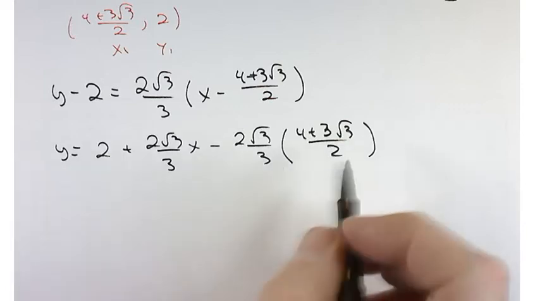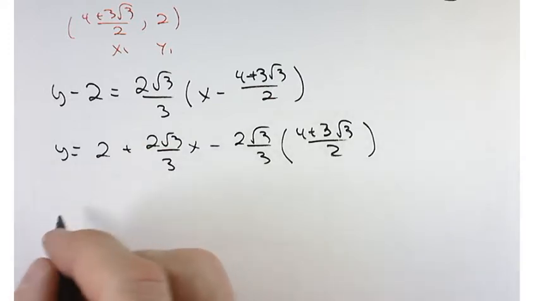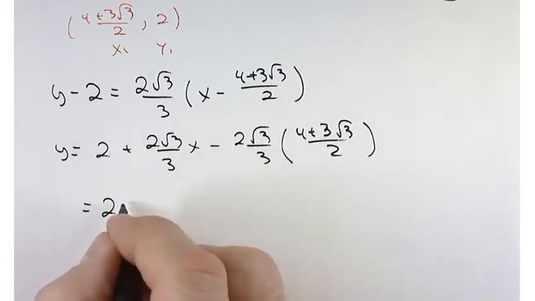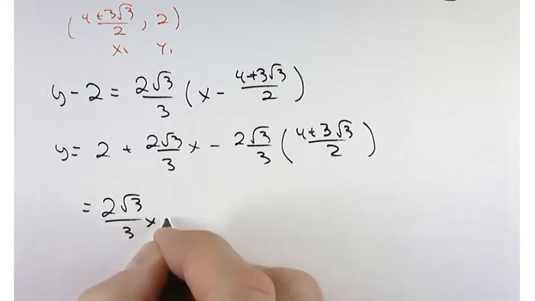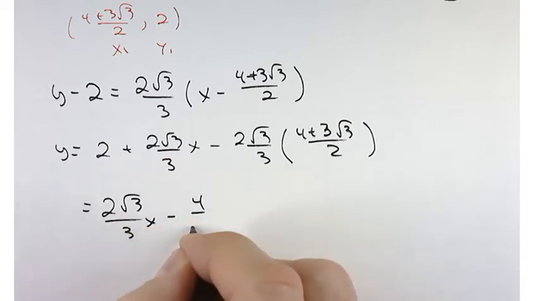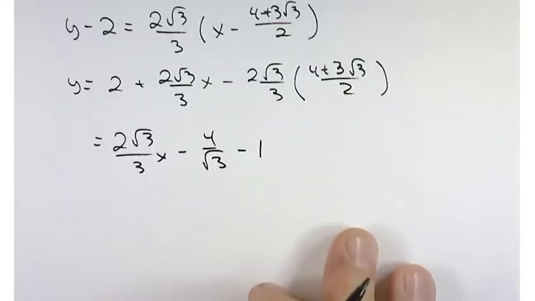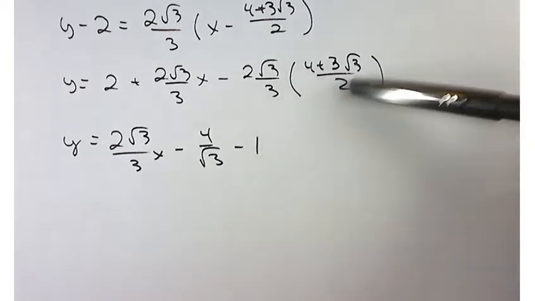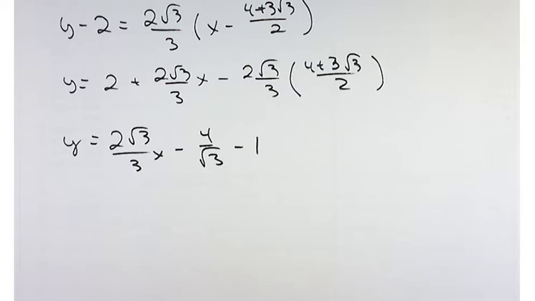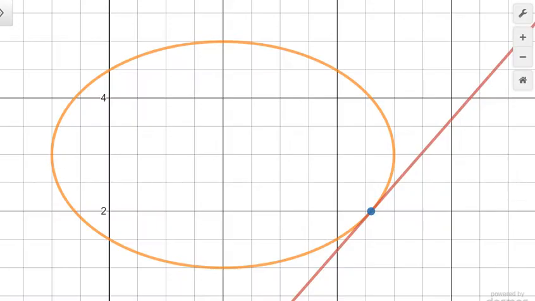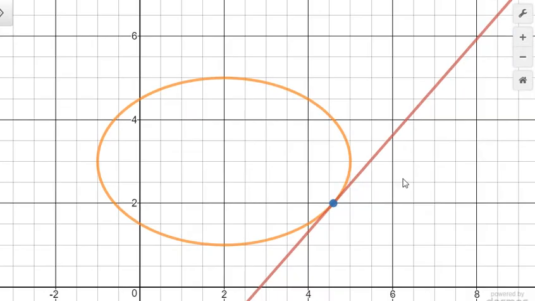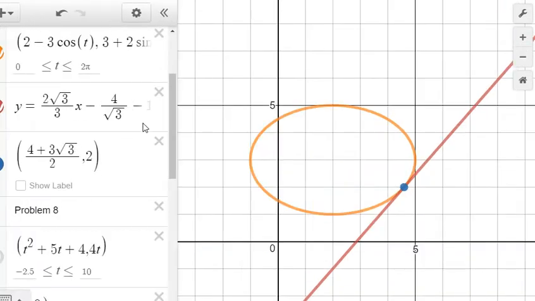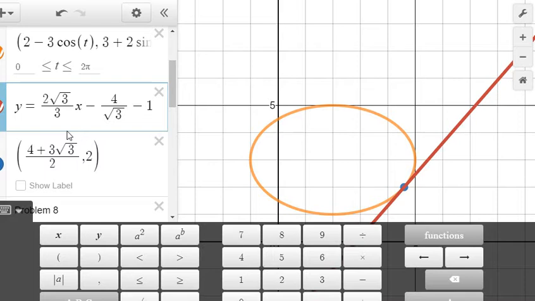I think this does clean up a little bit if you distribute and collect like terms. You can work this down to 2 square roots of 3 over 3 x minus 4 over the square root of 3 minus 1. And I think that's the form that I chose to graph it in. Let me just take a double look here. Don't worry, I'll try not to give you anything this easy on an exam. Looks like my line here, whatever it was, worked. And here's the equation that I used, basically what I just put up there.